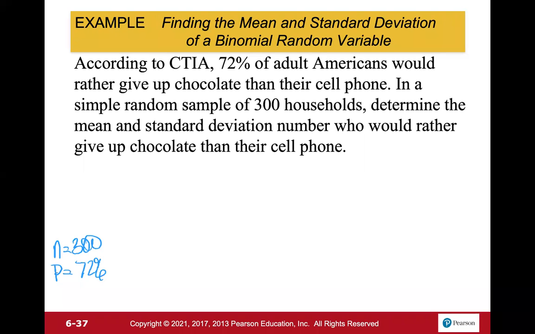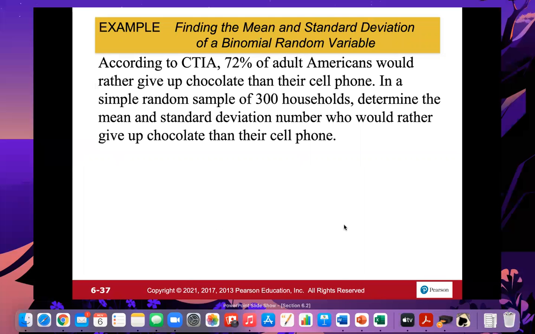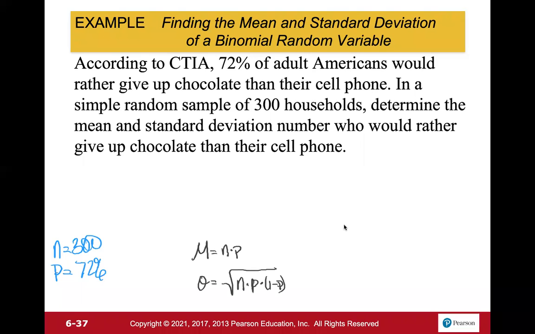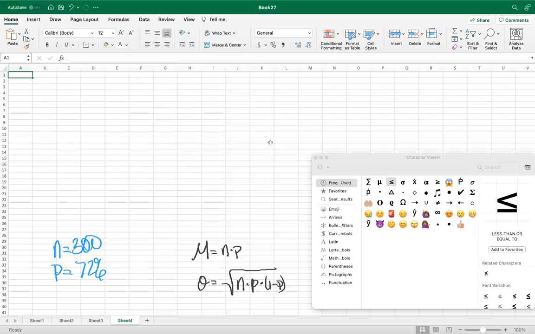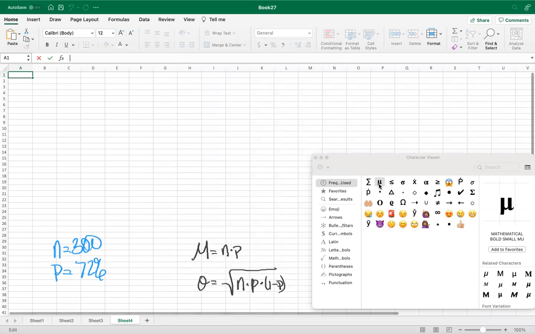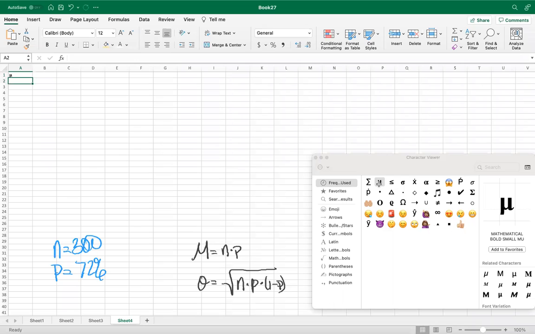So now remember the formulas that we were looking at. We have the mean equal to n times p, and the standard deviation is equal to the square root of n times p times 1 minus p. And let's take this over to Excel and see what we end up getting. So now we have the mean and the standard deviation.